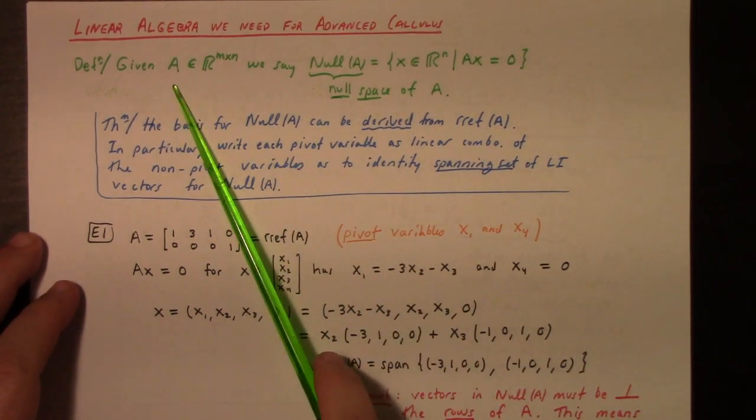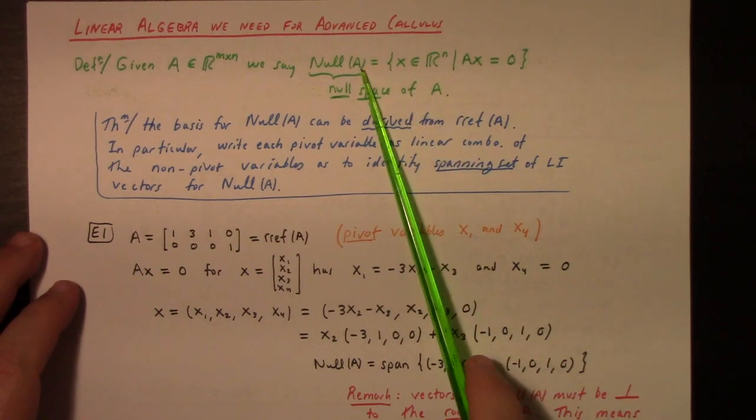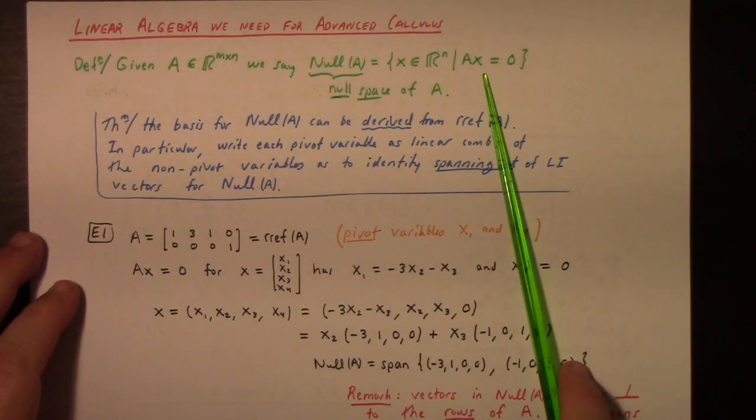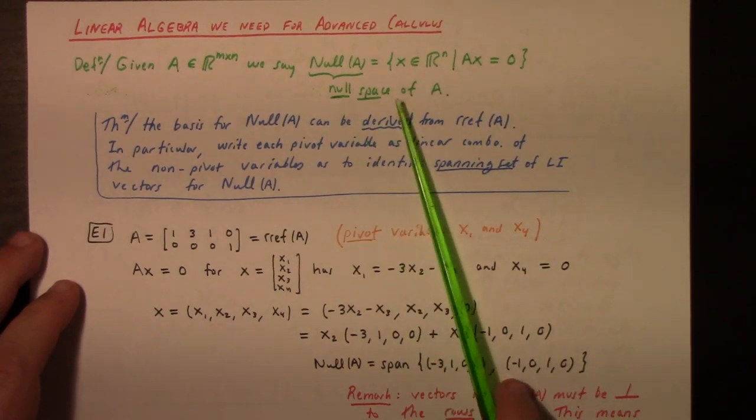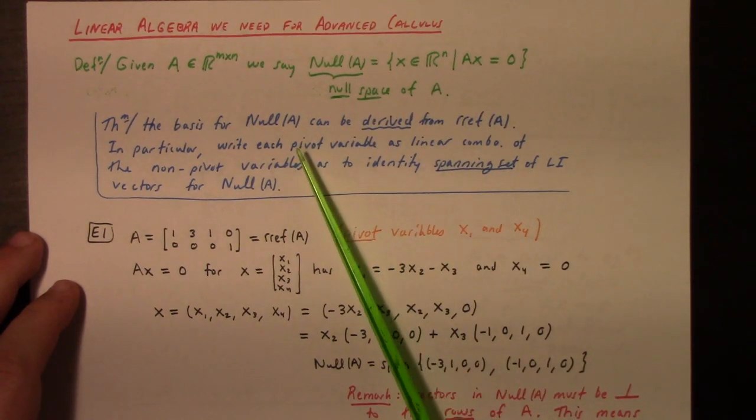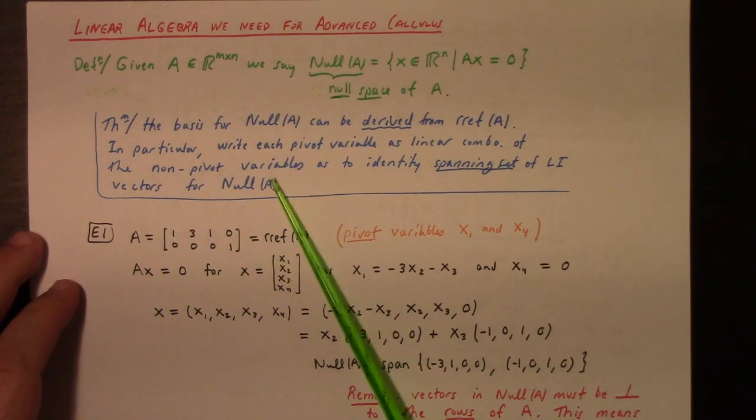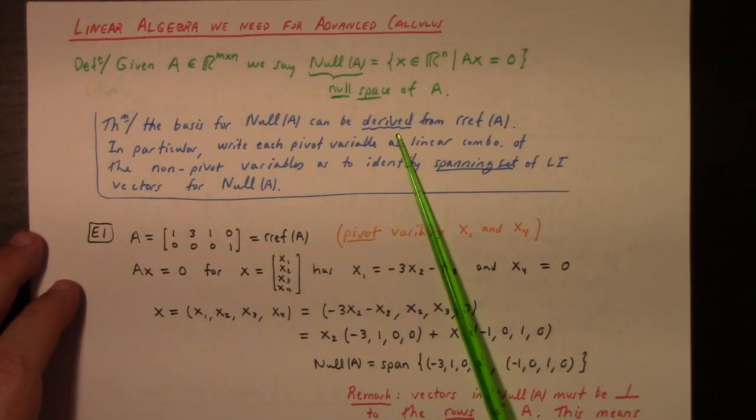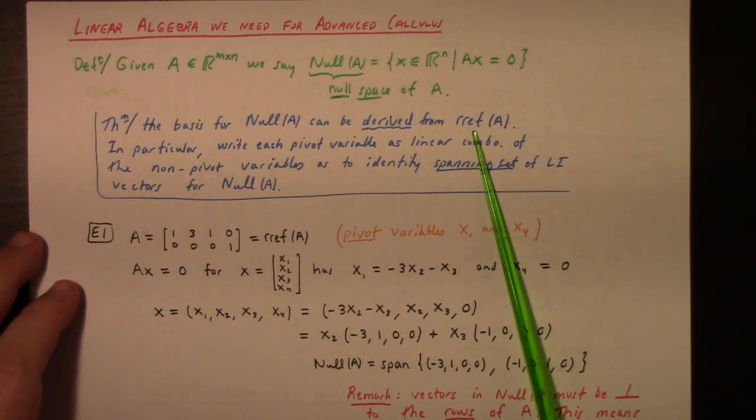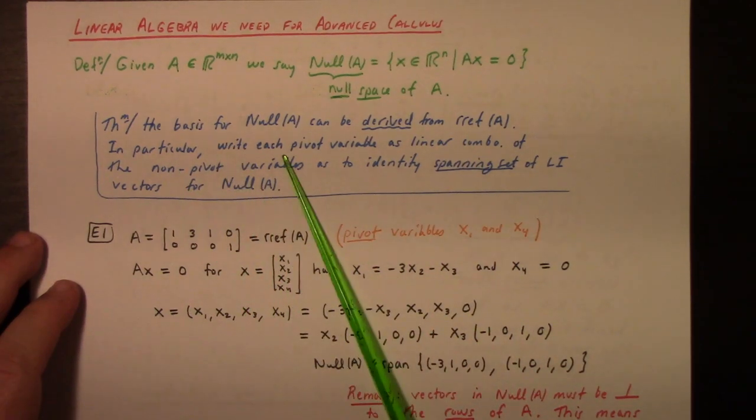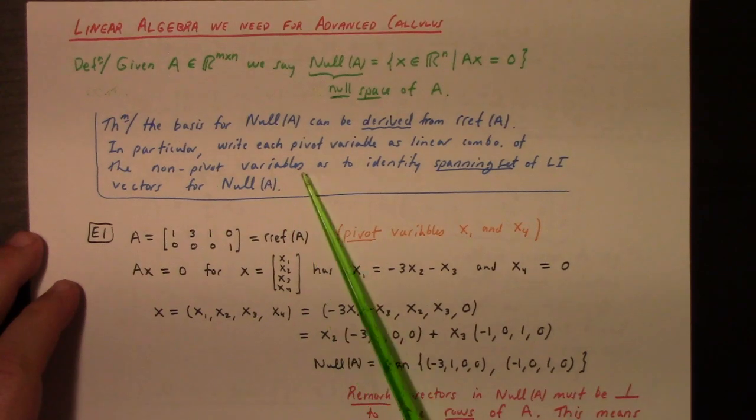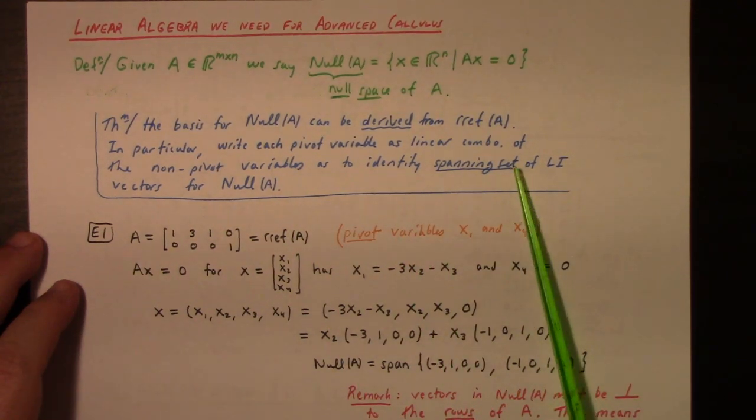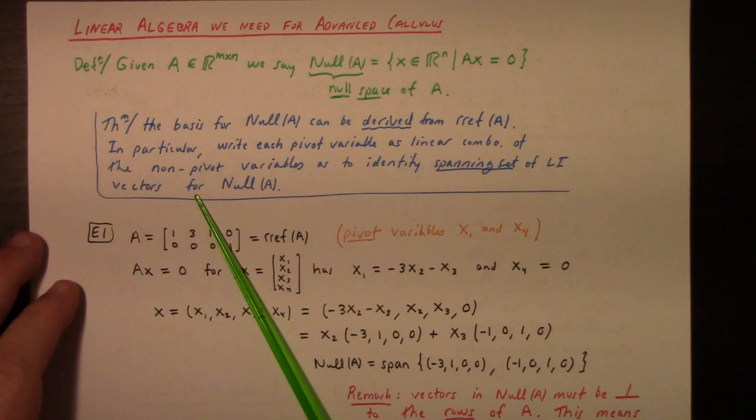Given a matrix, the null space is simply the set of all vectors that, when you multiply them on the right of the matrix, give you 0. This is called the null space of A. The main theorem to know about here is that the basis for the null space can be derived from the reduced echelon form of A. In particular, we can write each pivot variable as a linear combination of the non-pivot variables to identify the spanning set of linearly independent vectors for the null space of A.